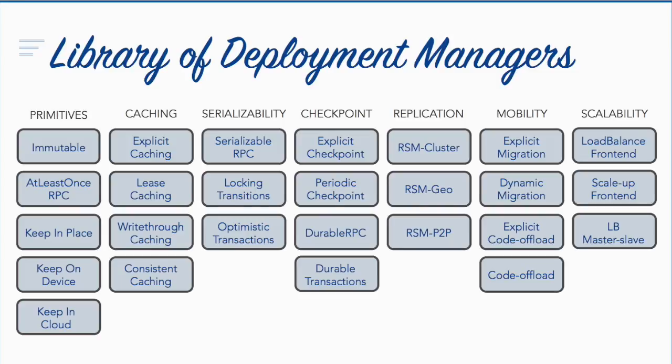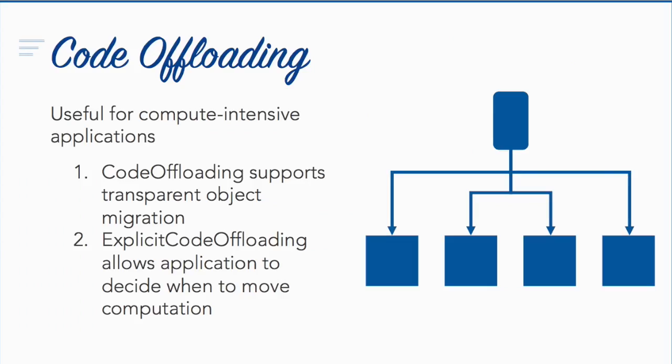This paper outlines 4 specific examples of the different usages one can get out of these types of deployment managers. The first is code offloading, which is useful for compute-intensive applications. Under the mobility category on the library of deployment managers slide that we just saw, you can see that there are 2 types of code offloading deployment managers.